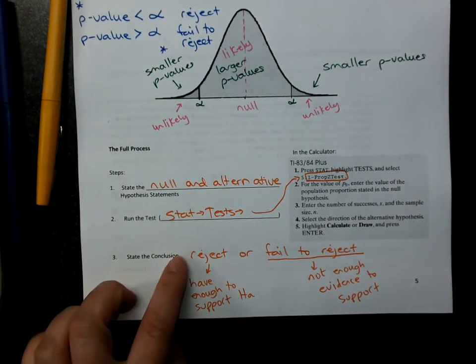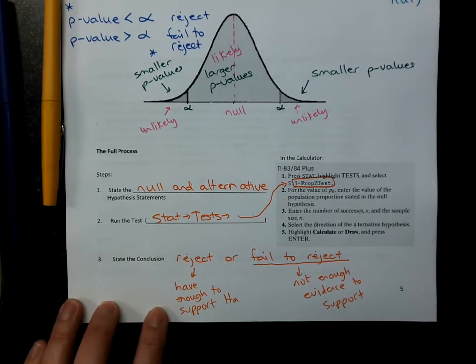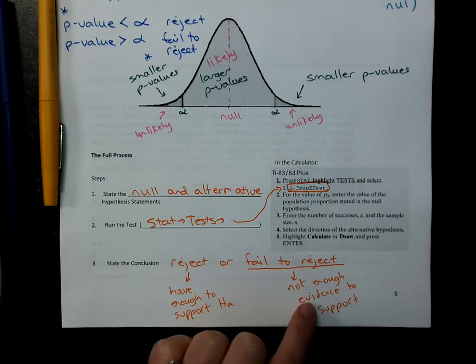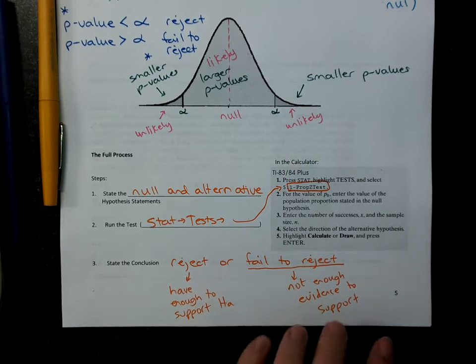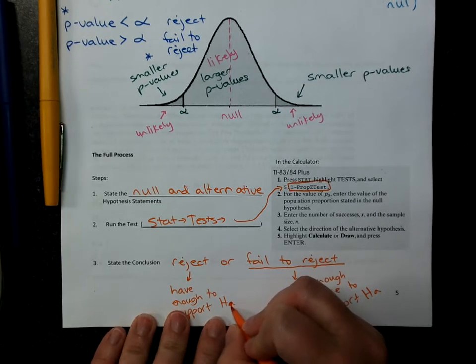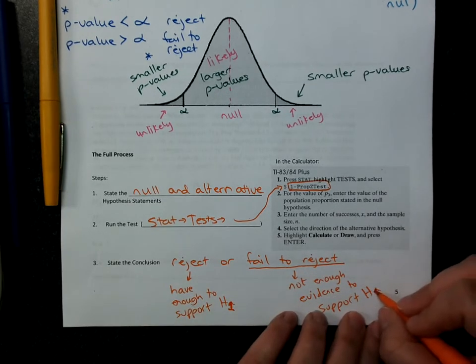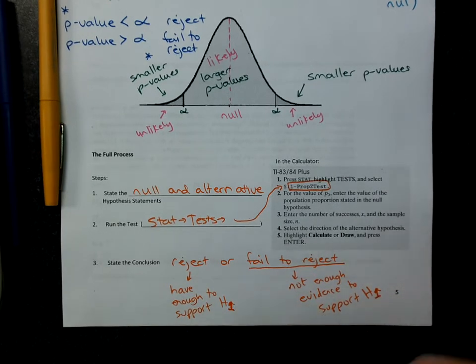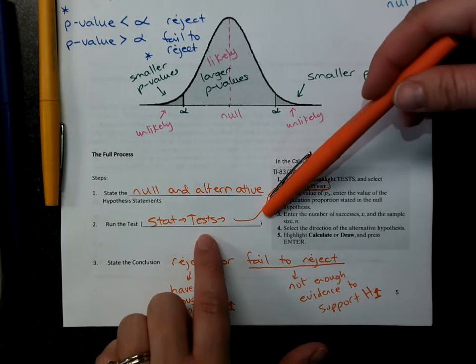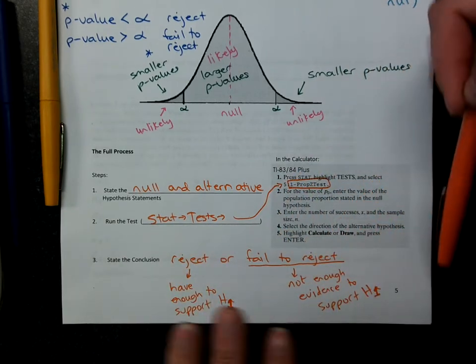So if you reject, you have enough evidence to support the alternative, and if you fail to reject, you do not have enough evidence to support the alternative. I keep calling it HA. This textbook calls it H1, the alternative hypothesis. So very simple. State your hypothesis, run your test, state your conclusion, done.